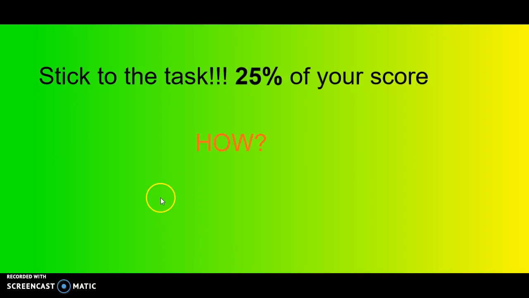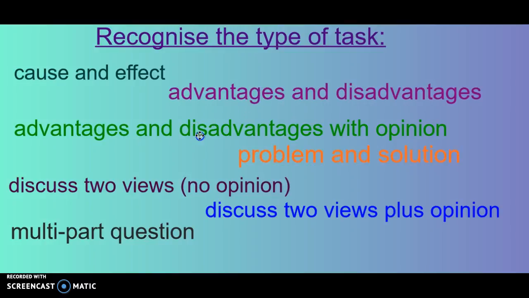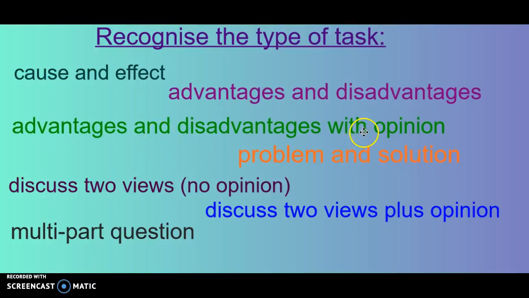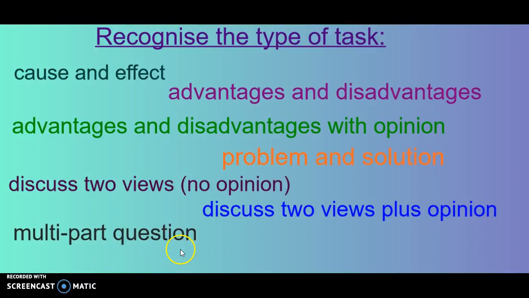And how can you stick to the task? Well, the most important thing is to recognize the type of task. Some websites and some guides to IELTS divided type of tasks into 7 different categories, which I have included here. So you have cause and effect, advantages and disadvantages, advantages and disadvantages with opinion, problem and solution, discuss 2 views with no opinion, discuss 2 views with an opinion, and multi-part questions.